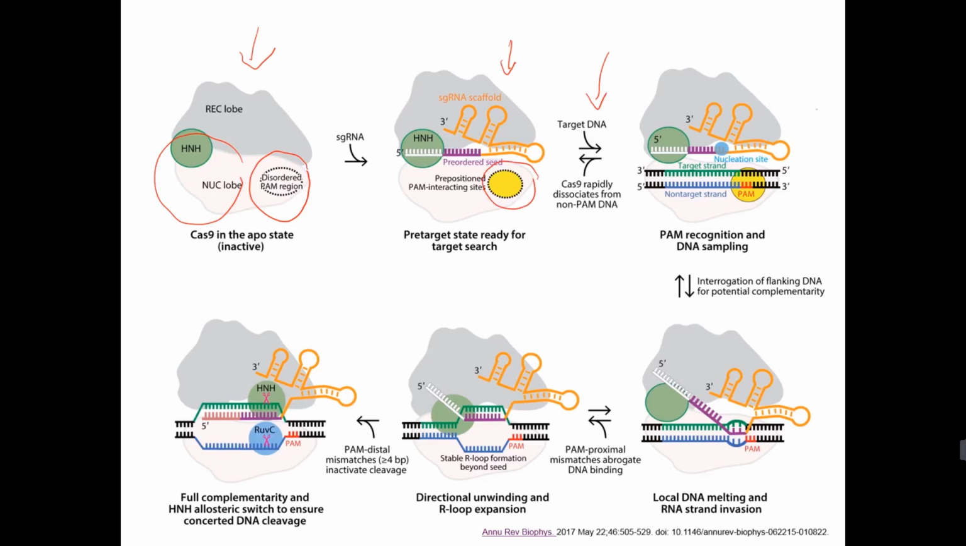So in this figure here, if it does find a PAM, then we start to transition to the unwinding form, which is starting down here and also here. And the unwinding really starts proximal to the PAM and moves away from it. So you might infer from that, perhaps, that complementarity closest to the PAM is important. Okay, so complementarity close to the PAM is important.